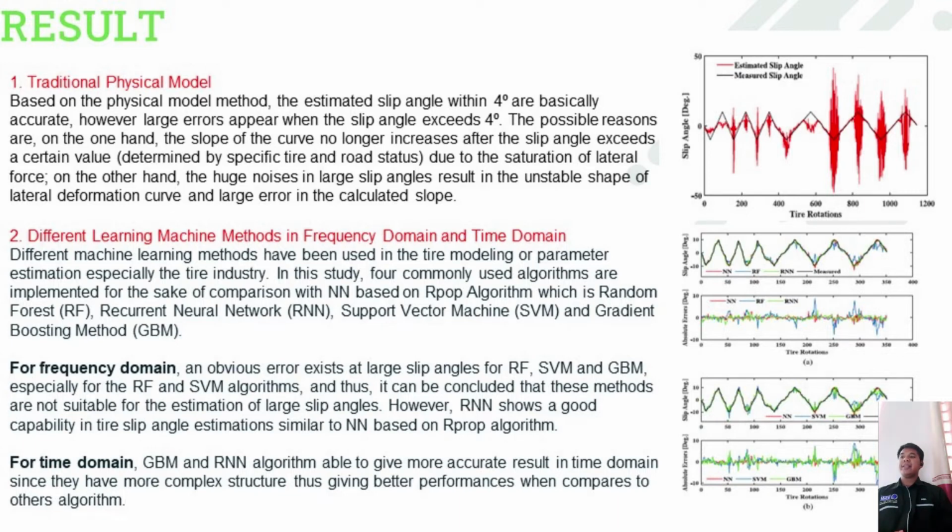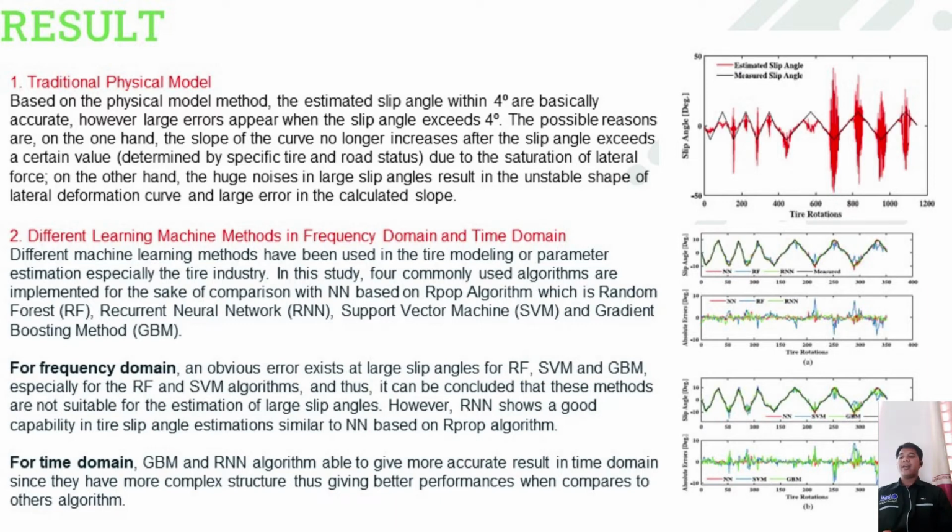So for the traditional physical method, which is a calculated mathematical method by the researcher itself, it can be concluded that the estimated slip angle within 4 degrees is basically accurate. However, a large error appears when the slip angle exceeds 4 degrees. This happens because the huge notch at large slip angle results in an unstable shape of the lateral deformation curve and a large error in the calculated slope. Second part, which is the different machine learning methods in frequency domain.